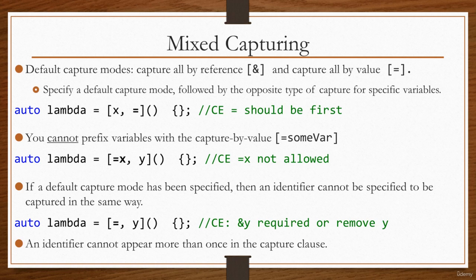In this example, capture all by value again is the equal symbol, comma, and then y, so we are going to capture y by value. But we're already capturing all by value, so it's unnecessary for us to specify y here, so we'll get an error. Finally, an identifier cannot appear more than once in a capture clause. If you do some variable x or y twice in the same capture clause, right in the capture list, then you'll get an error.